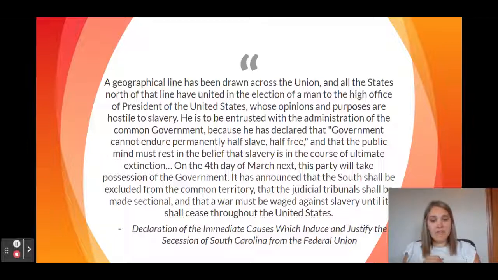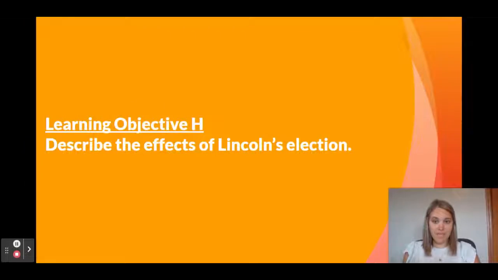So, obviously, these are just portions of these declarations. However, based on the statistics and these quotations, you can see that slavery is absolutely a huge reason why many of the Southern states decided to secede. And in fact, you can even connect the idea of states' rights to that, since many of these states wanted to maintain their state's right to control their economic system or control the system of slavery.